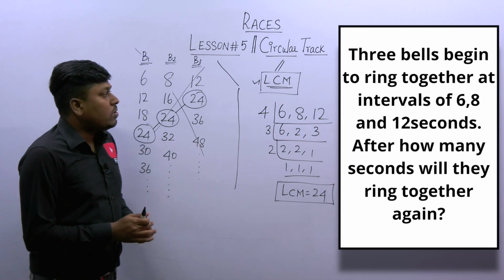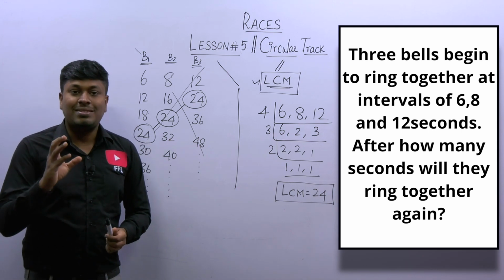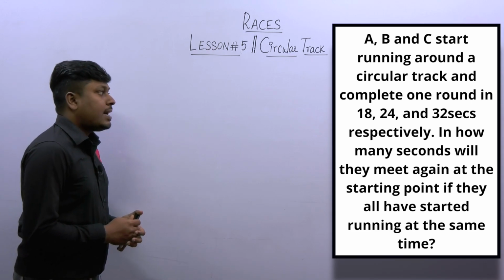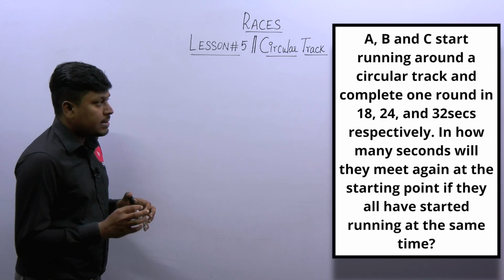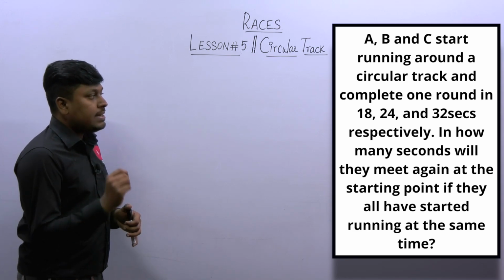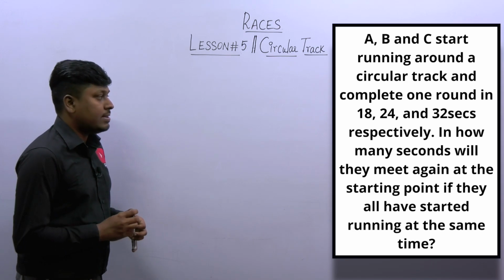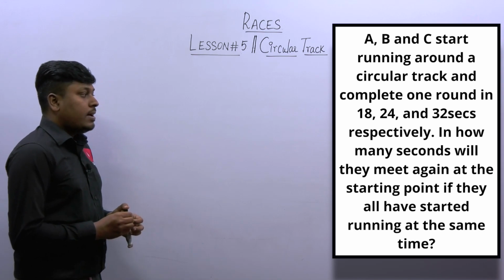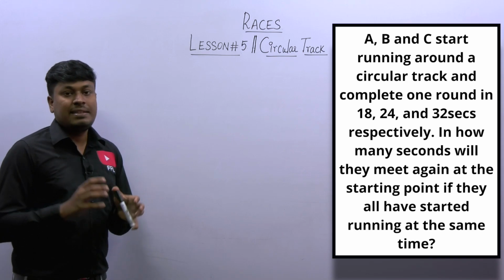So now let me move on to 4 to 5 questions that are based on a circular track. Question number 1. A, B and C start running around a circular track and complete one round in 18, 24 and 32 seconds. In how many seconds will they meet again at the starting point if they all started running at the same time?